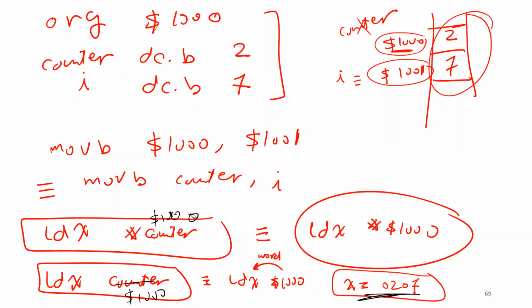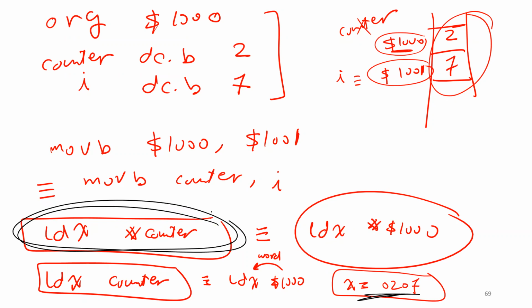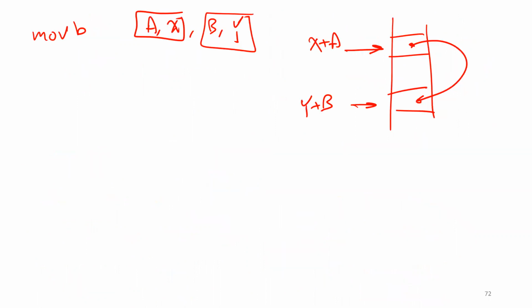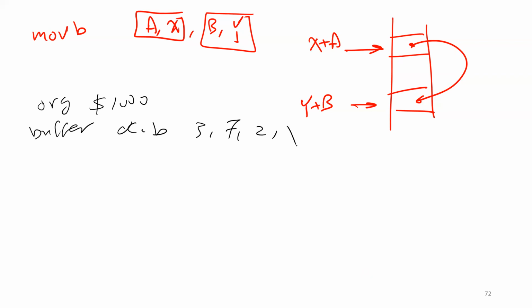By the way, maybe for variables we are not going to use this one a lot, but for arrays we are going to use it all the time. I'm going to tell you why. Look here, guys. When I say, for example, org 1000, and then I use buffer, any name, dc.b, this is the name of an array, 3, 7, 2, 1, for example.